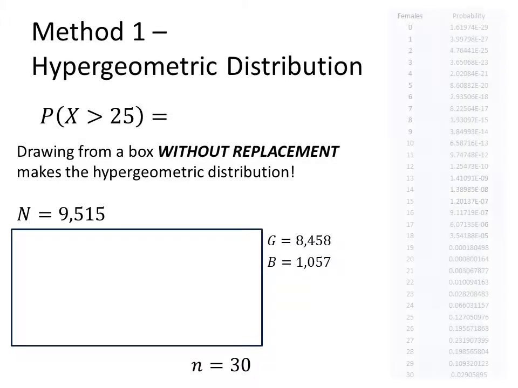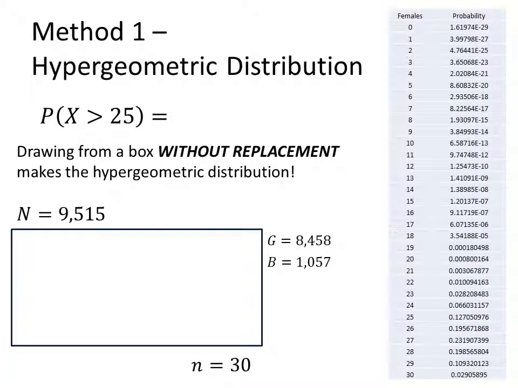If we were to look at our hypergeometric distribution for this situation, here we have it. And so if we wanted to find the probability that x is greater than 25, all we need to do is add up all the numbers that are greater than 25. That will give us our probability, which is 0.7645. This, to me, is the most appropriate answer to this question.